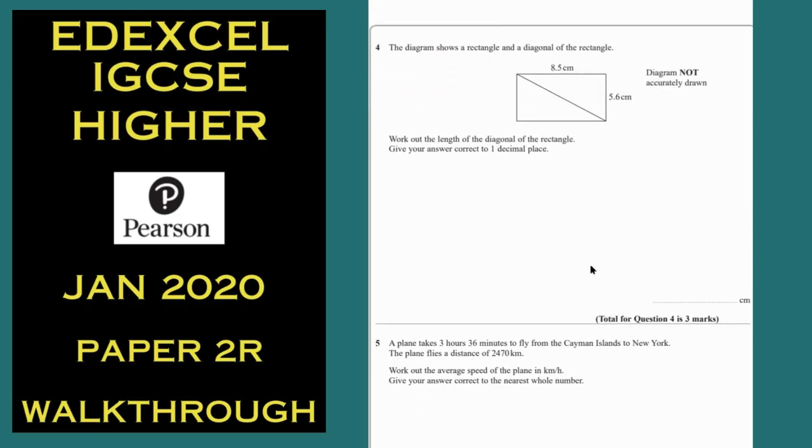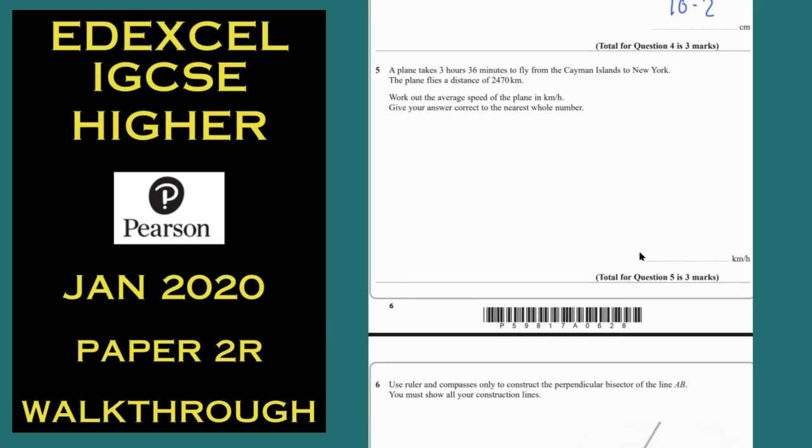Number 4. Length of diagonal. Now, sometimes Pythagoras is quite hidden. This is certainly not. The length of the diagonal is the square root of the 2 shortest sides squared and added. Grab your calc. I get the answer of 10.17-ish. 1 decimal place. Do as you're told. It's 10.2.